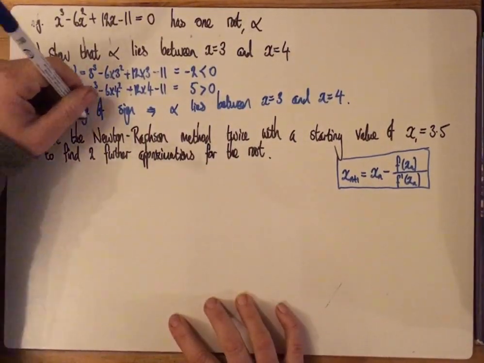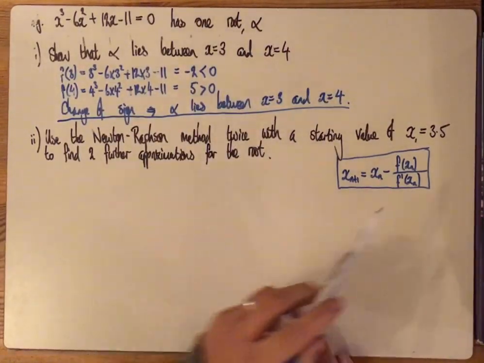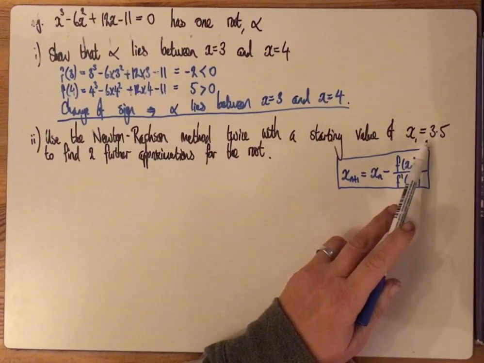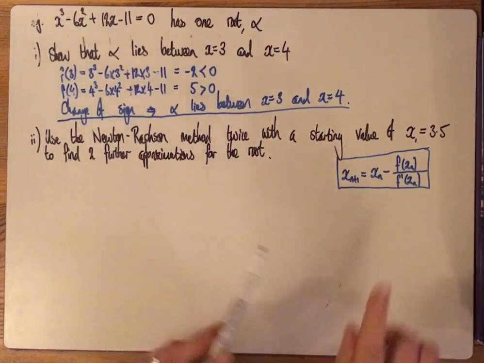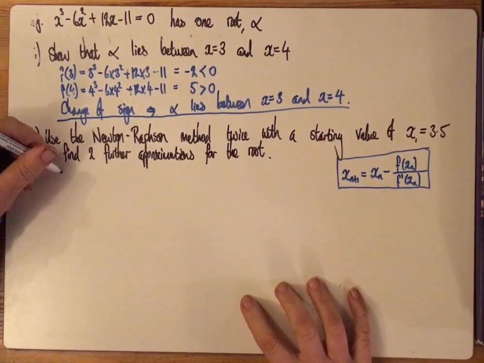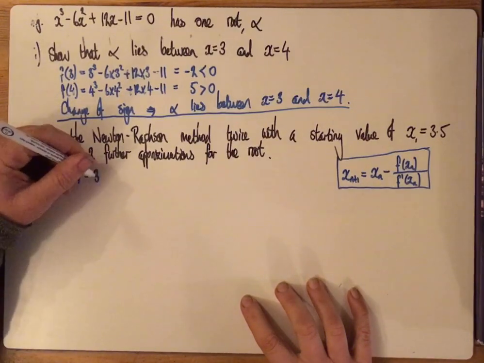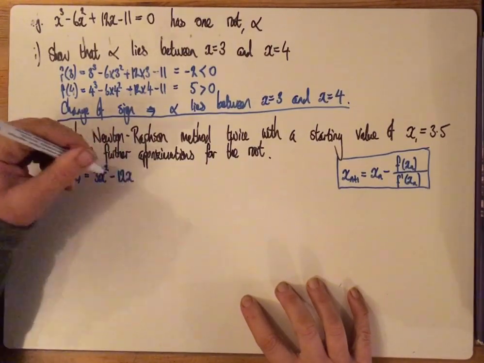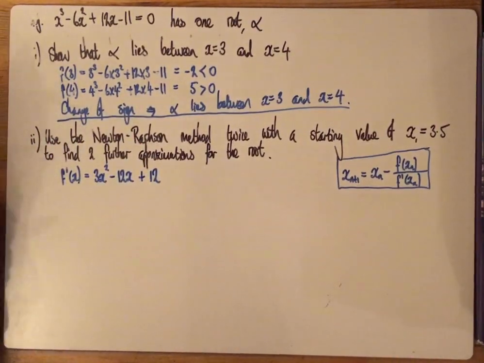Next bit, you want to use the Newton-Raphson method twice with a starting value of x1. So it's normally x0, but you might see it's x1 sometimes, equals 3.5 to find two further approximations for the root. Newton-Raphson iterative formula is there. So I need to differentiate f of x. So some things are obviously a little bit harder to differentiate than others. One thing about the Newton-Raphson method, it does rely on you being able to differentiate the function that you're using.